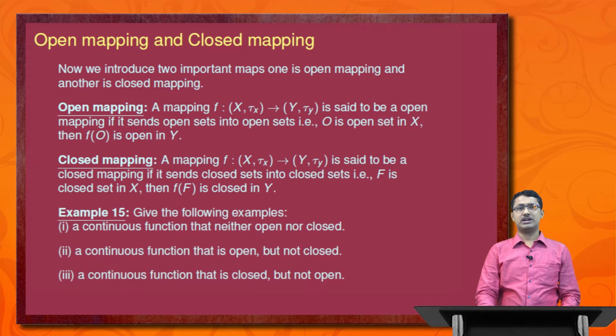Next, we consider an example, that is example 15. Give the following examples: a continuous function that is neither open nor closed, second, a continuous function which is open but not closed, and finally, give an example of a continuous function which is closed but not open.